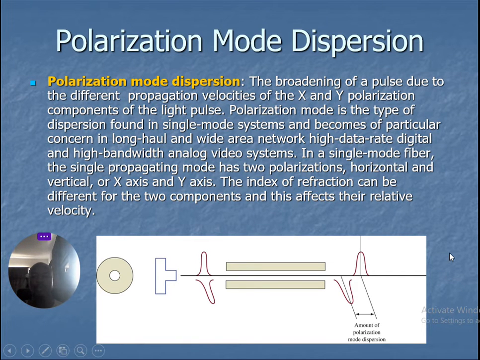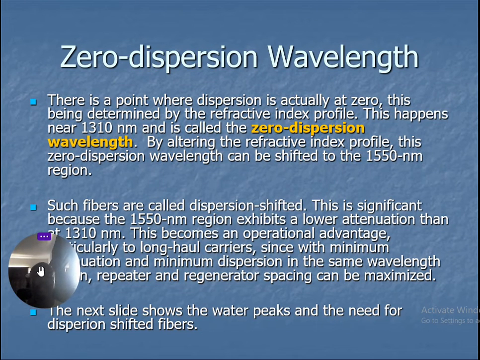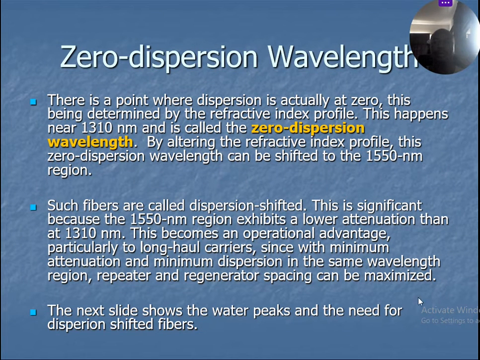Now let's move on quickly to the next one. Now we have what we call the zero dispersion wavelength. The zero dispersion wavelength, meaning it is a zero case, meaning there's no dispersion in the wavelength. Now there is a point where the dispersion is actually at zero. This is determined by the refractive index profile. So we have to check for every glass, or every material, we have to check their refractive index. So this happens near around 1310 nanometer wavelength. Okay, and it's called the zero dispersion wavelength.